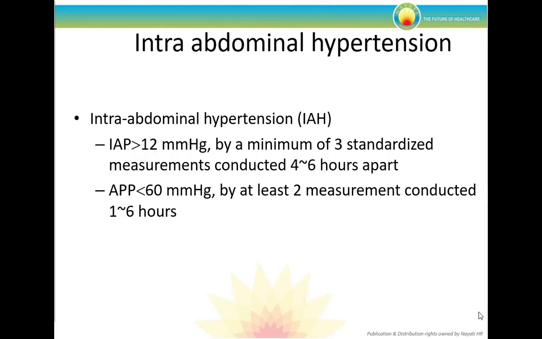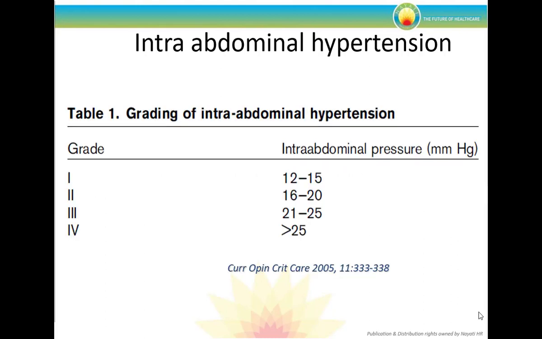As we have perfusion pressures across every other organ or vasculature, we have abdominal perfusion pressure as well. Abdominal perfusion pressure is nothing but mean arterial pressure minus intra-abdominal pressure. It is the pressure with which your intra-abdominal organs are getting perfused. The other definition is abdominal perfusion pressure less than 60 by at least 2 measurements conducted over a period of 1 to 6 hours.